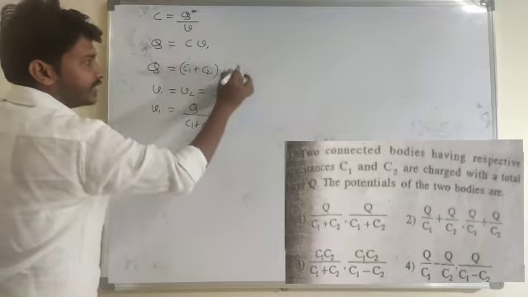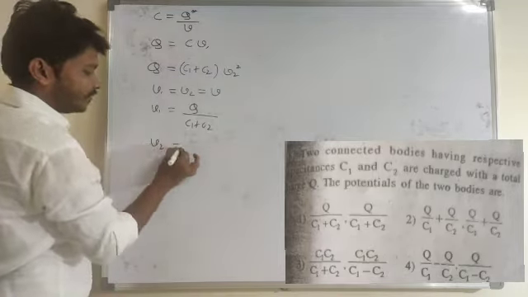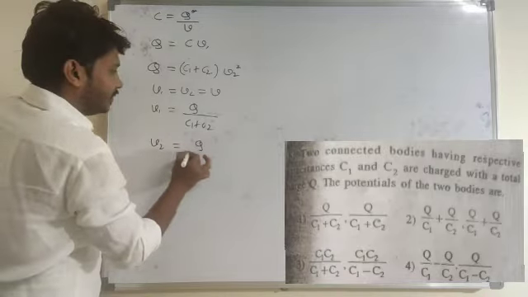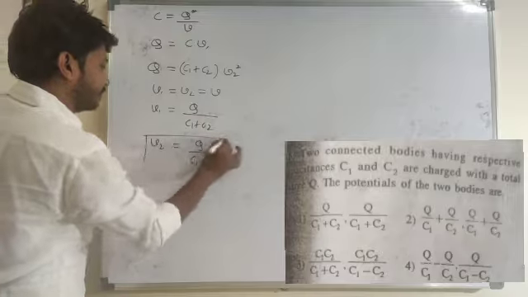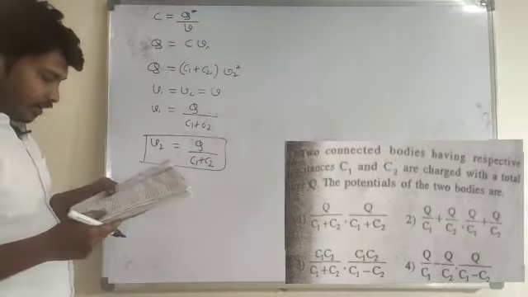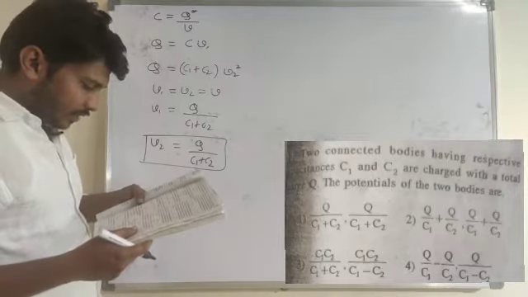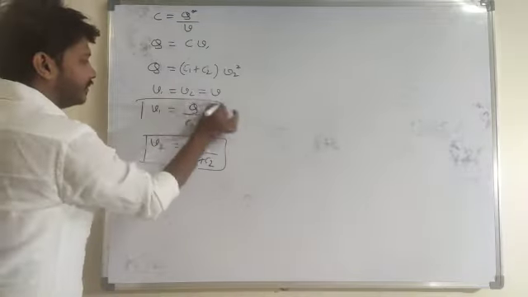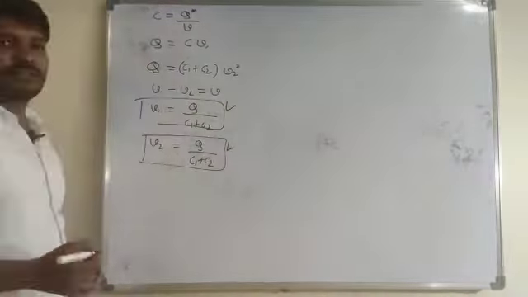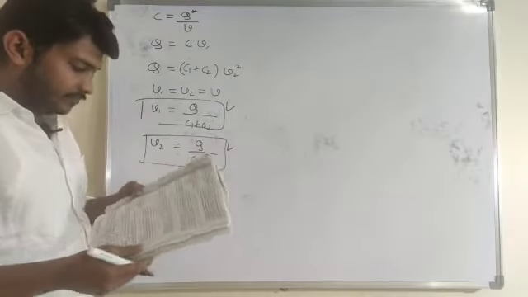If I take this as V2 here, what will be the formula? Q divided by C1 plus C2. So this is the formula. In that option, Q divided by C1 plus C2, and again Q divided by C1 plus C2 here. So we'll look at the next one.